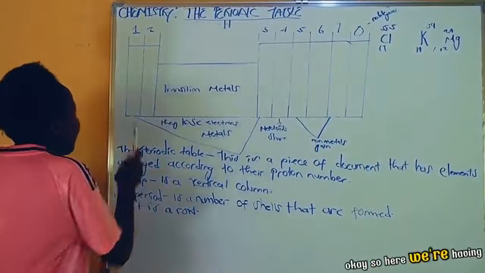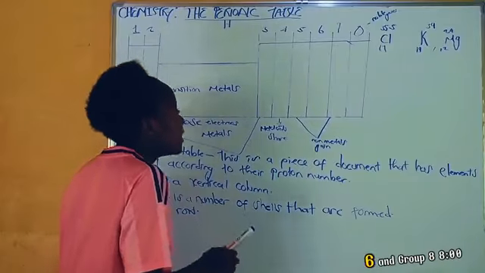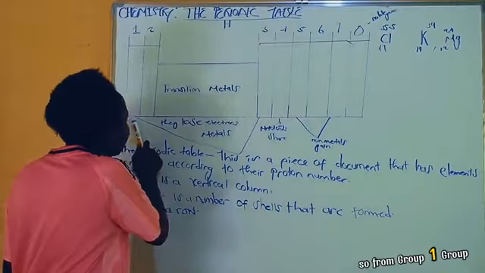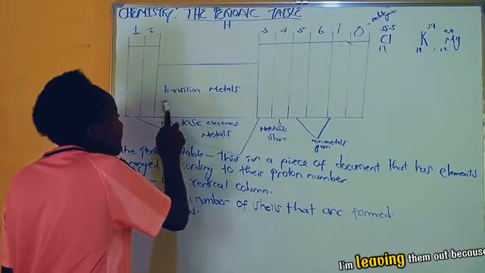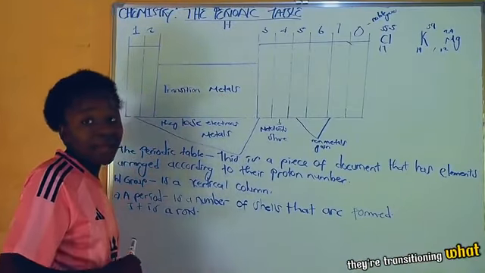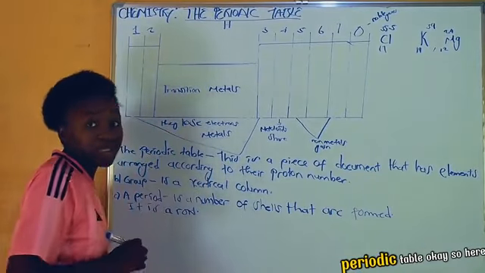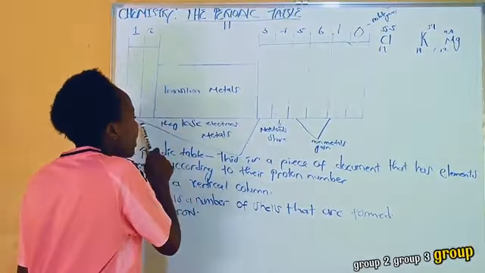Here we're having group 1, group 2, group 3, group 4, group 5, group 6, and group 8. 0 is known as group 8. From group 1, group 2, and group 3, these that are in the middle here, I'm leaving them out because they're transition metals. These are in the middle of the periodic table. Here we're going to look at group 1, group 2, group 3.